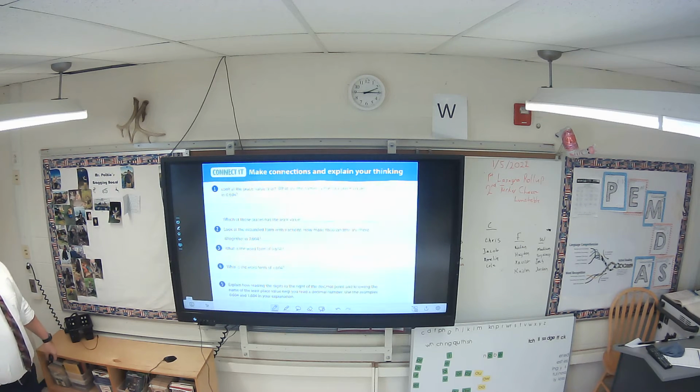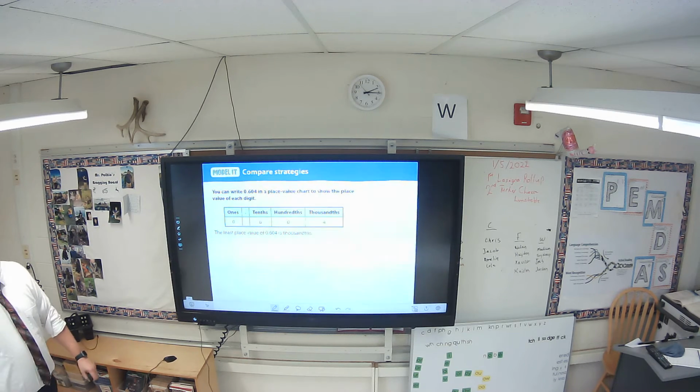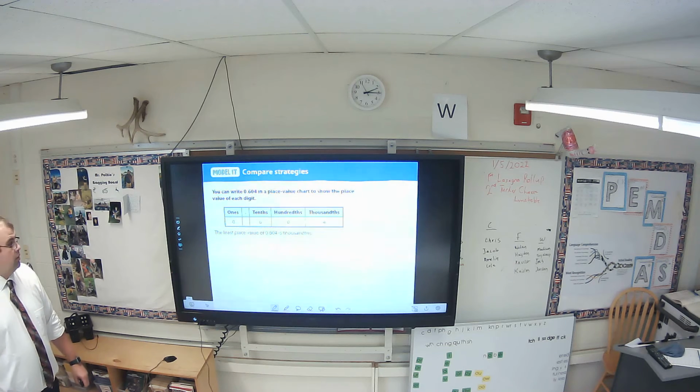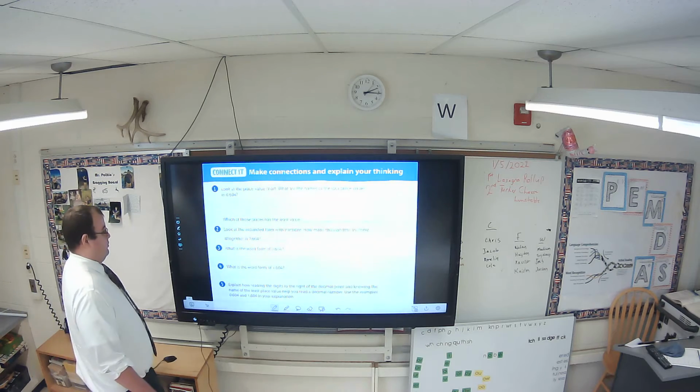So look at the place value chart. What are the names of the 4 place values in 604 thousandths? Ones, tenths, hundredths, and thousandths. So you write ones, tenths, hundredths, thousandths.